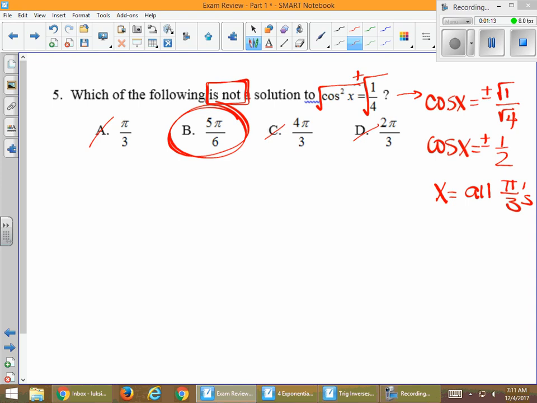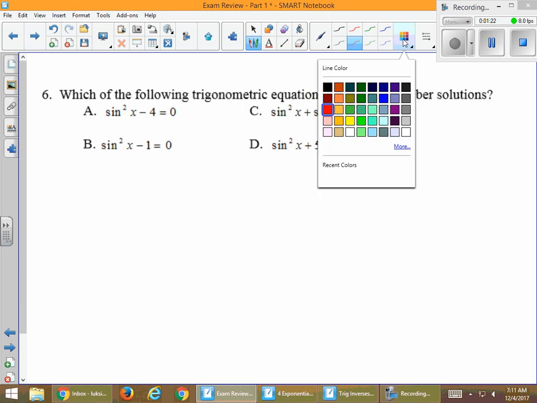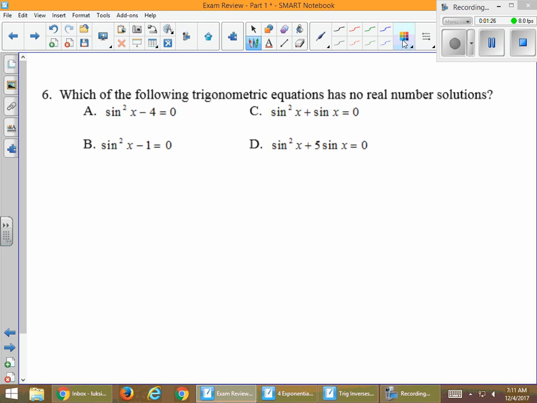The next problem can be pretty time consuming because you're looking for which one does not have real number solutions. So you kind of have to solve every problem. So what I would do for the sake of speed when working on this semester exam is to kind of see what looks reasonable to start. Start in whatever order you would like. I'm going to look at A first.